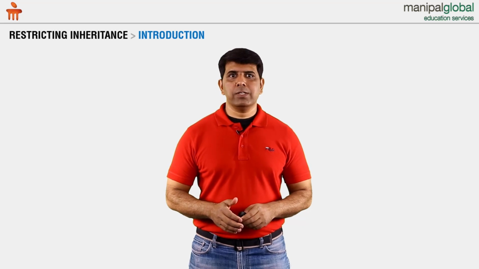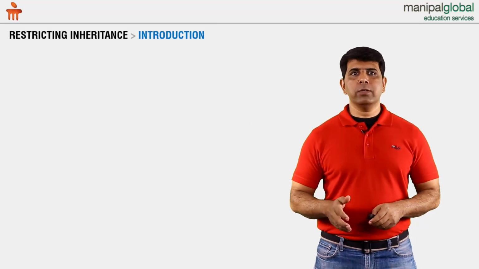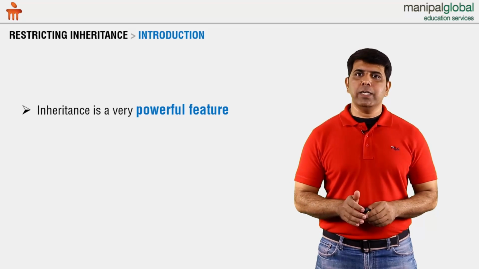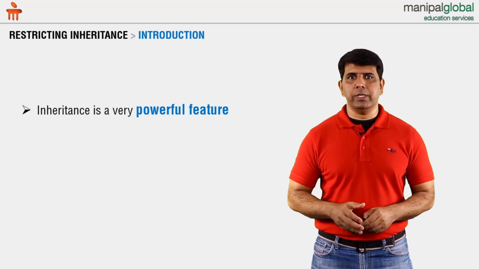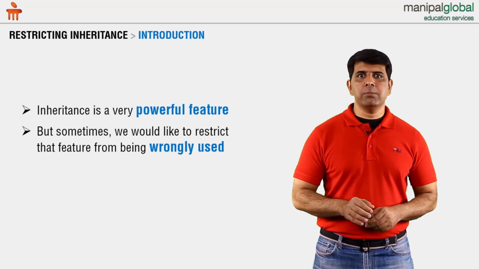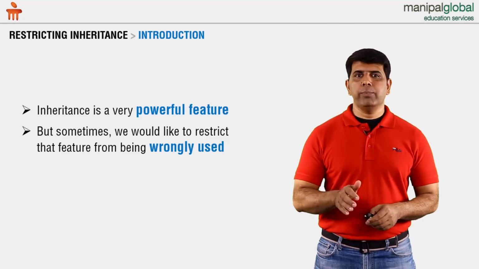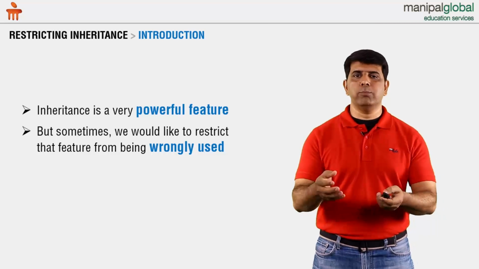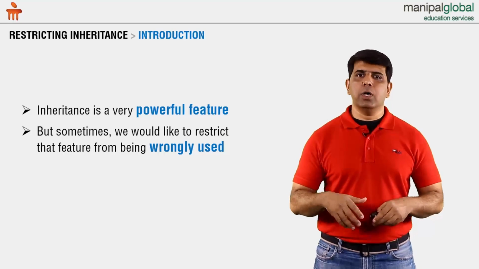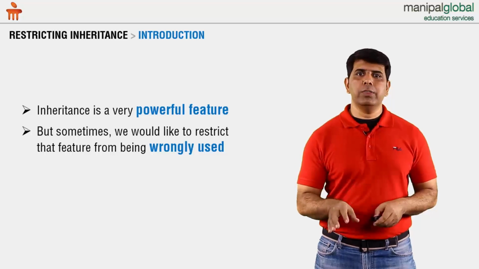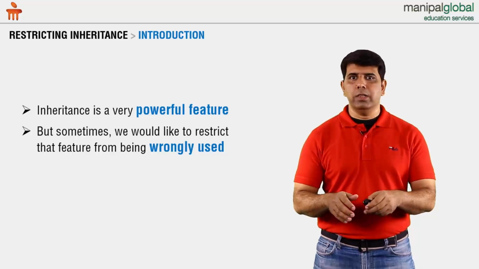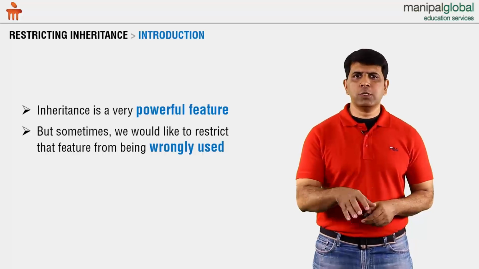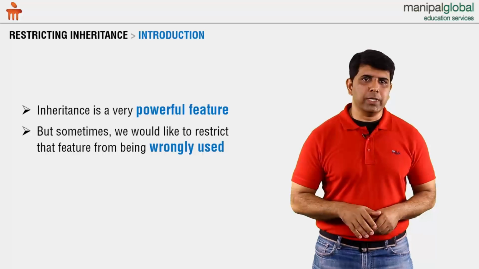Hello and welcome to this lecture on restricting inheritance. Now you might be wondering why to restrict when inheritance is a very powerful object-oriented feature. Sometimes we would like to restrict that because otherwise there are possibilities that it might be wrongly used, and probably we might get some wrong results if we don't know that this particular class is not supposed to be inherited. So there has to be some way of stopping this.